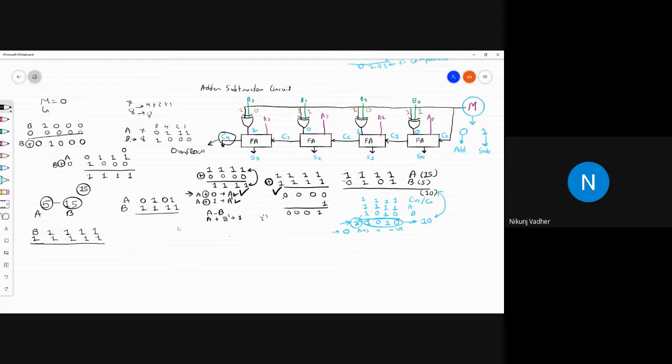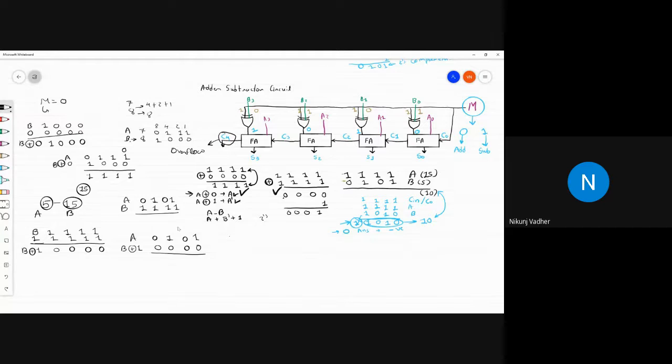Okay, so B XOR 1 will be 0 0 0 0. Now let's add it to A. What is the value of A? So A is 0 1 0 1. And B XOR 1 is 0 0 0 0.